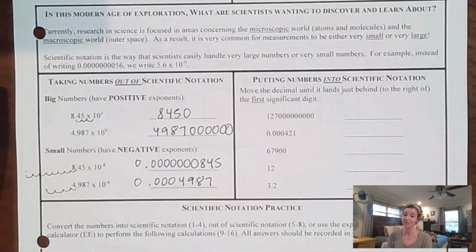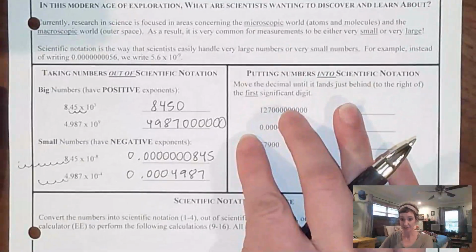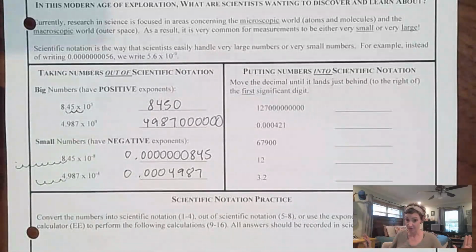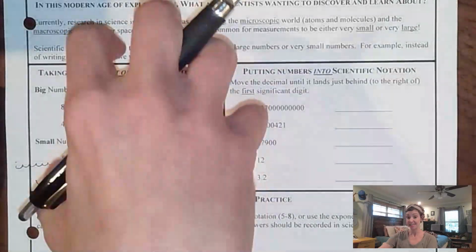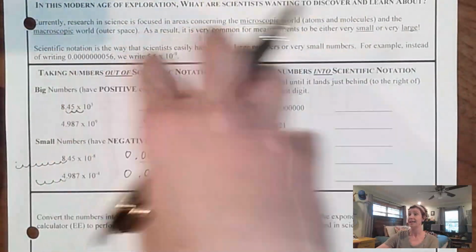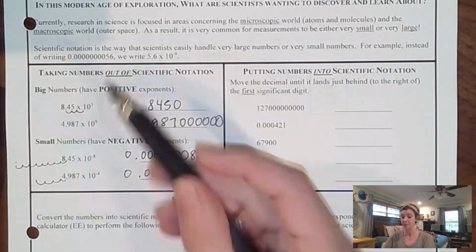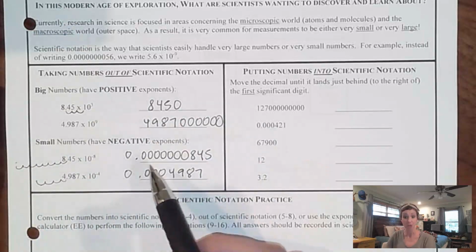So now we are going to put numbers into scientific notation. This is why I get confused with the decimal thing, because the rules on which way you move the decimal, in my brain, I cannot swap it and translate it. That's why I hang on. Big numbers are positive, small numbers are negative.